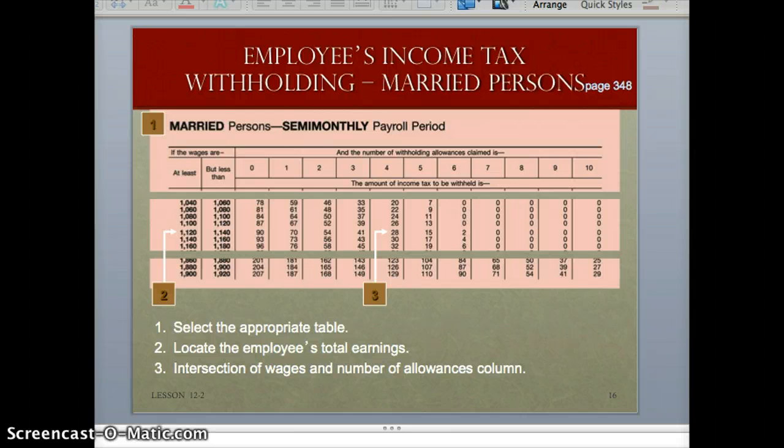So here is an example of an employee's income tax withholding for married persons on a semi-monthly payroll period. If you just look, your first thing is you have to get the right table. So you check to see if they're single or married and make sure all the variables fit the table that you pick. Then you locate their total earnings, and then you just find the intersection of the wages and the number of allowances. And that will tell you how much is going to get withheld from that person's check.